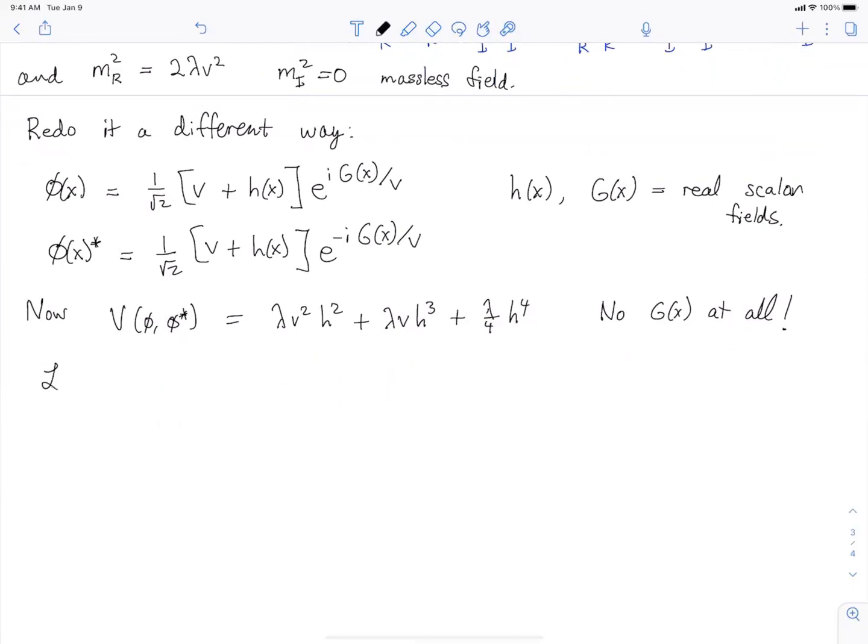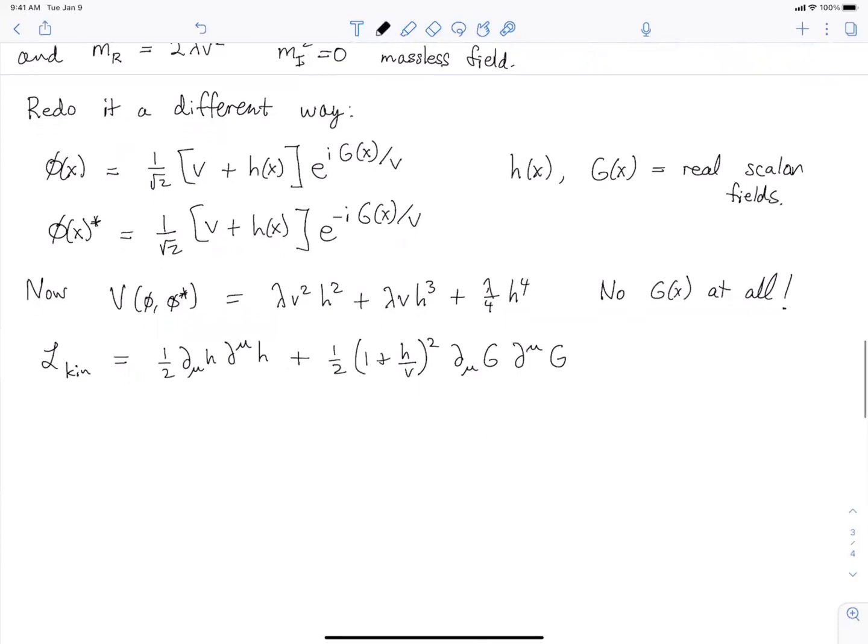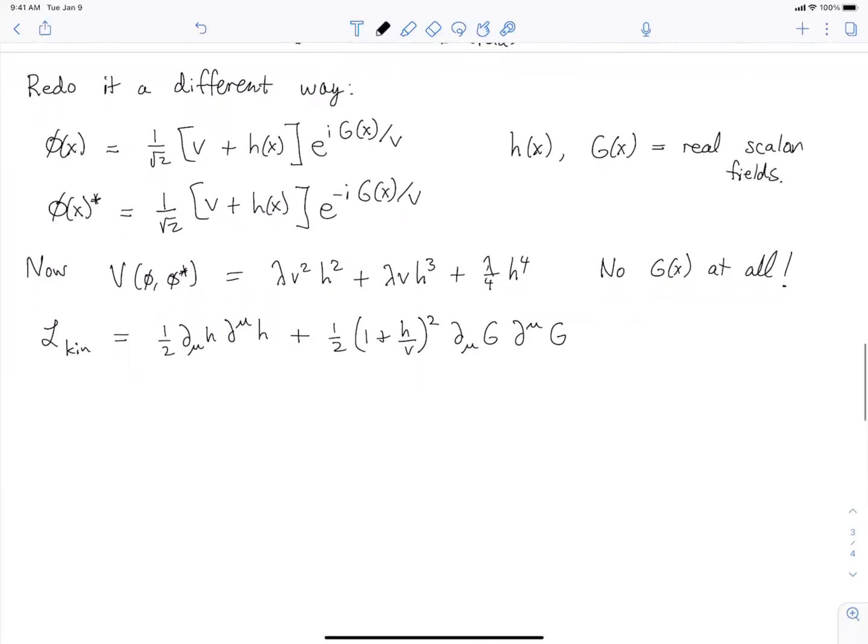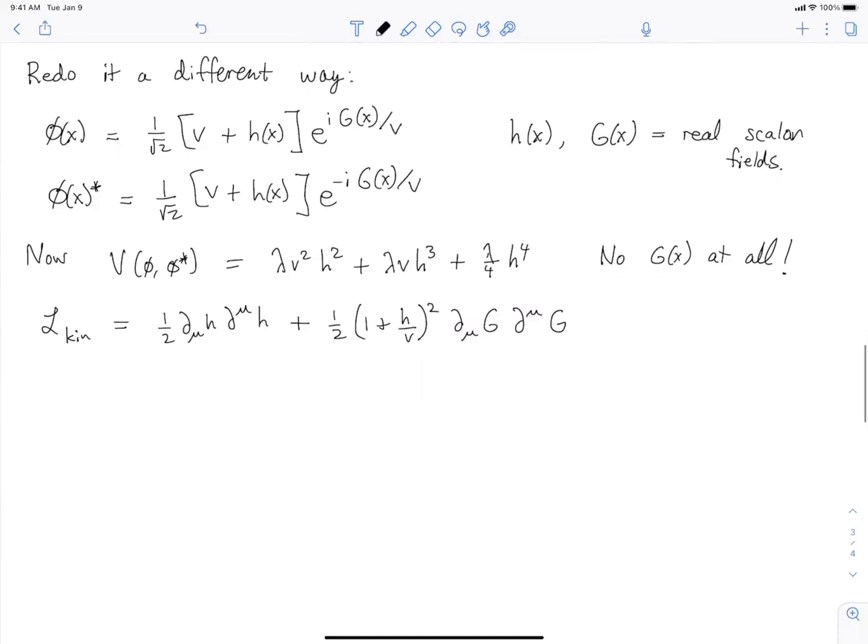But there's also the kinetic term of the Lagrangian. Let's see what that is. When you plug in these phi and phi star, you get 1/2 partial mu h partial mu h. That's a normal kinetic term. And the rest of it works out to be 1/2 (1 plus h over v) squared partial mu g partial mu g. Okay, so the g field does appear, but only with derivatives acting on it.